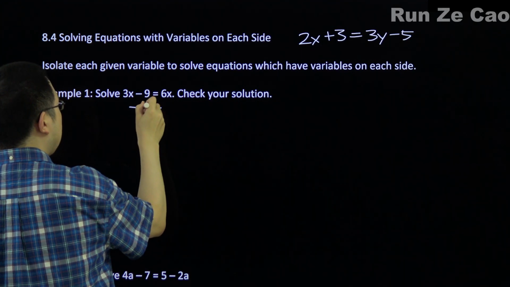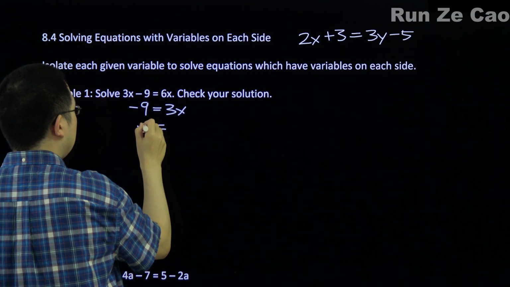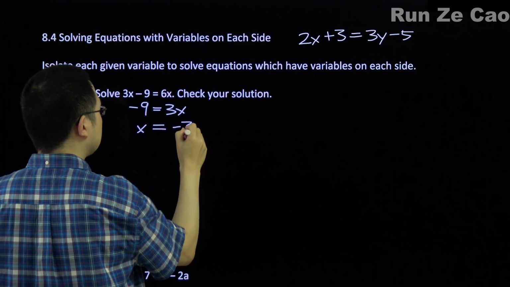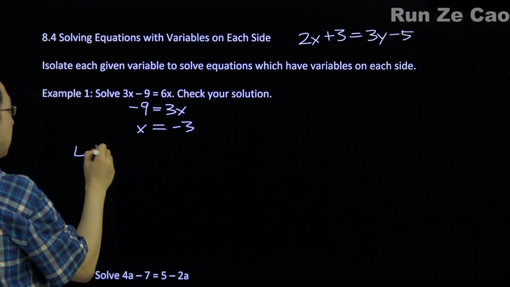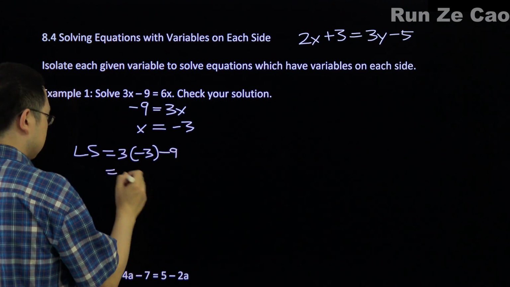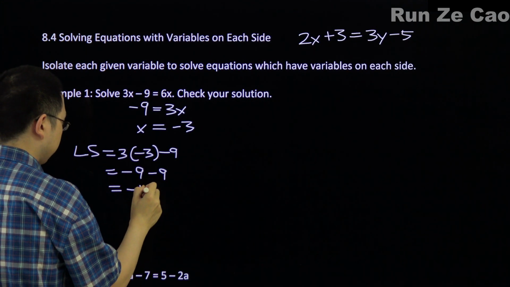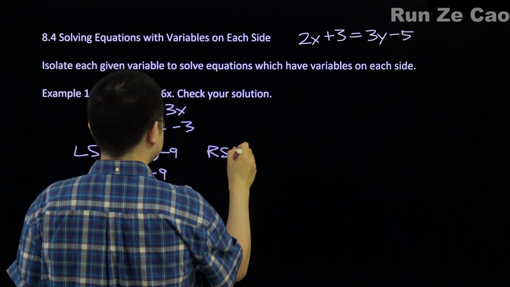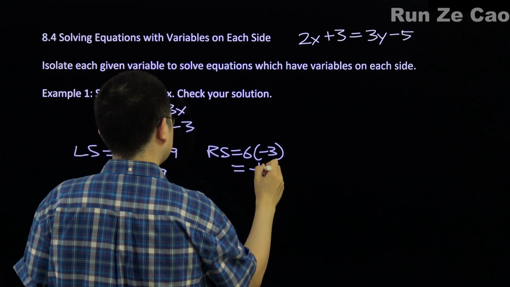So that means negative 9 is equal to 6x minus 3x equals 3x. x is equal to negative 9 divided by 3. That's negative 3. And to check our solution, left side is equal to 3 times negative 3 minus 9. So equals negative 9 minus 9 equals negative 18. And right side is equal to 6 times negative 3 equals negative 18.